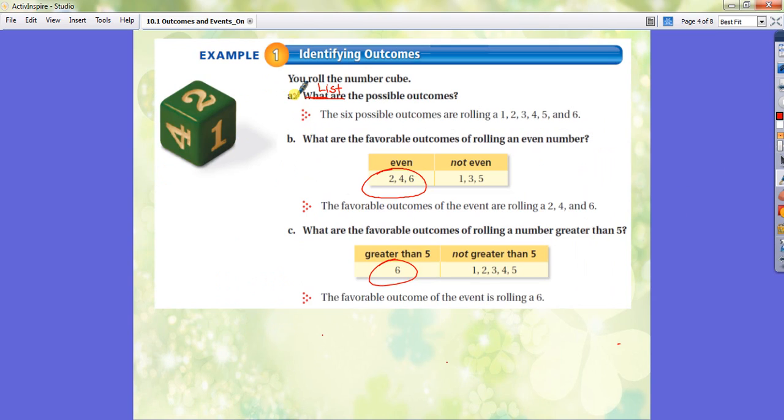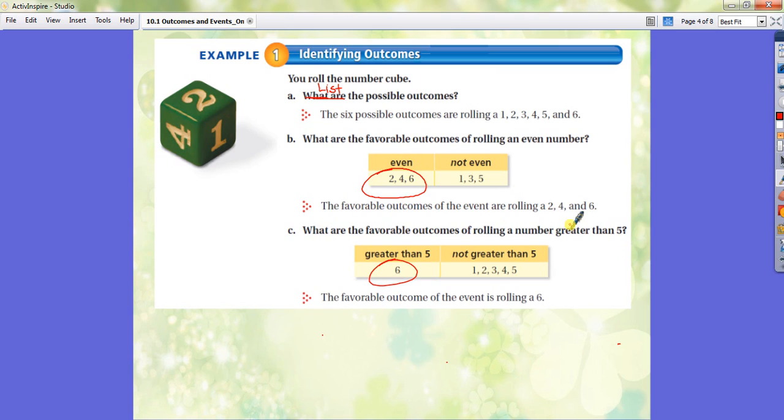So we talked about the experiment, rolling the number cube. What are the possible outcomes? For some of you, that "what are" doesn't really tell you what to do, so I said, well, then change it to "list." And the possible outcomes of rolling a number cube are, it's not 6, not how many. The possible outcomes are 1, 2, 3, 4, 5, 6. Then they say, what are the favorable outcomes of rolling an even number? The answer's not 3, not that there are 3 even numbers, but which numbers are even? 2, 4, and 6.